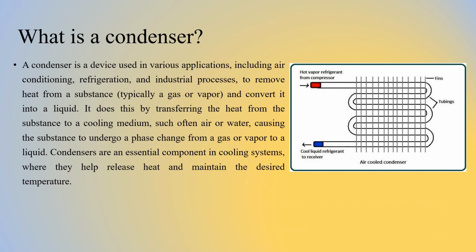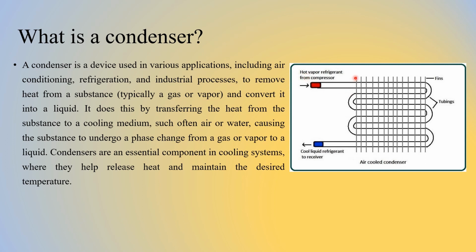So what is a condenser? A condenser is a device used in various applications, including air conditioning, refrigeration and industrial processes, to remove heat from a substance, typically a gas or vapor, and convert it into a liquid. Okay, this is a simple definition of a condenser. So let me explain how a condenser works.